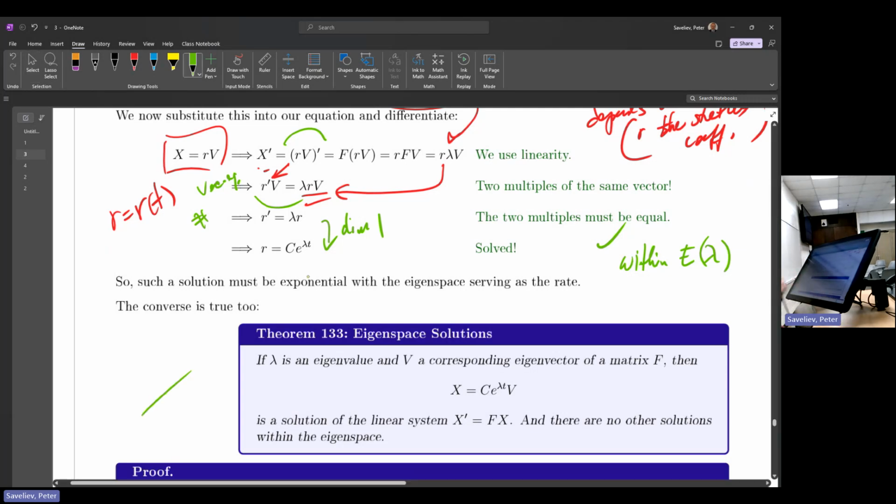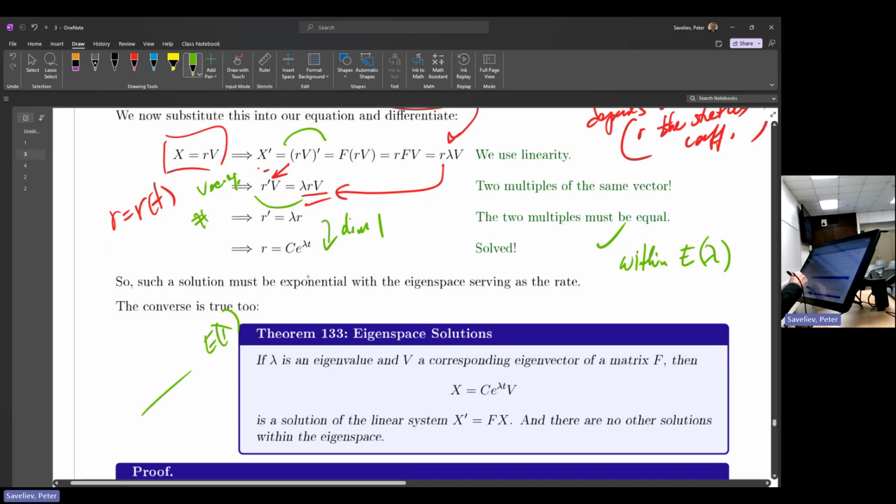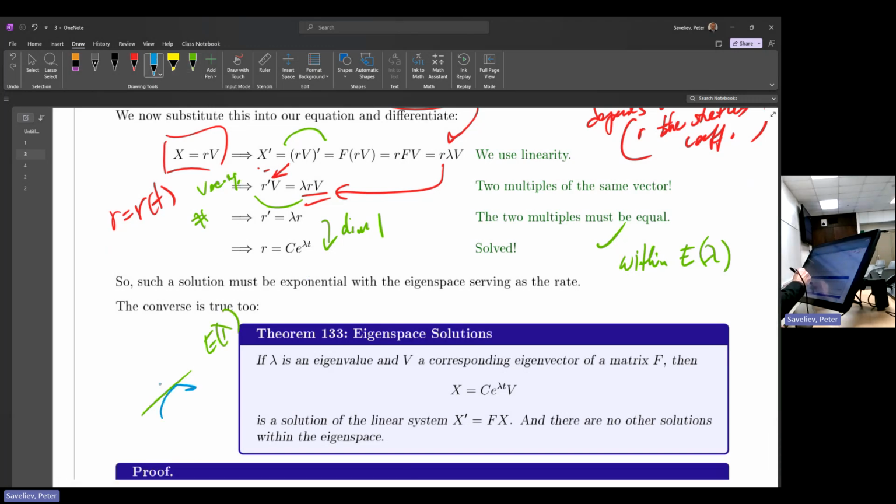So if this is our eigenspace, say E lambda, then you're not going to see anything like this. So this is a no. Or like this: hypothetically, you could draw it crossing tangentially, so it's possible hypothetically, but because of the uniqueness, it's not possible.